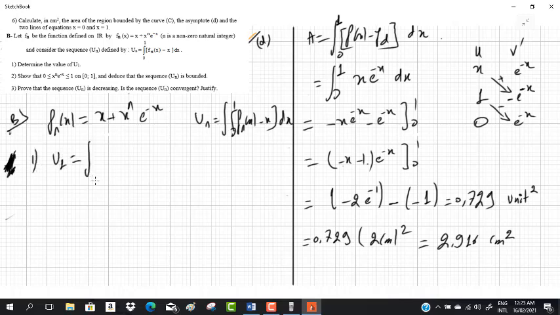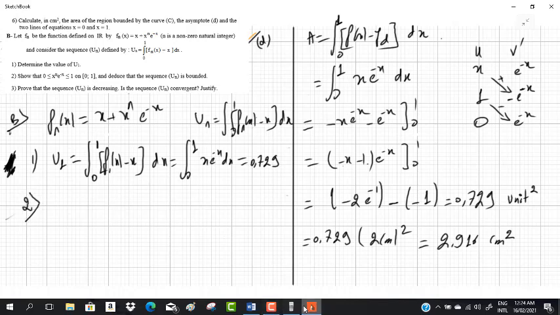u_1 equals the integral from 0 to 1 of f_1(x) minus x, all dx, which equals the integral from 0 to 1 of f_1(x), which is x plus x e^(-x), minus x, dx. We already wrote it here, and the answer is 0.729. We don't have a unit square. We should not multiply by any number because it's not an area, it's just an integral.